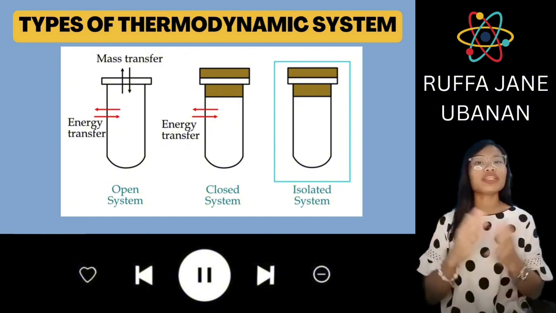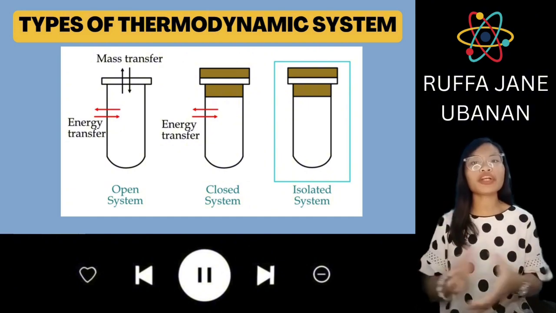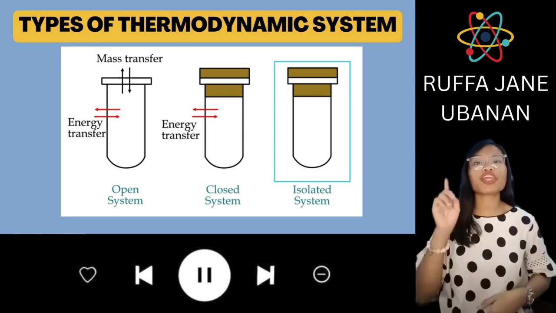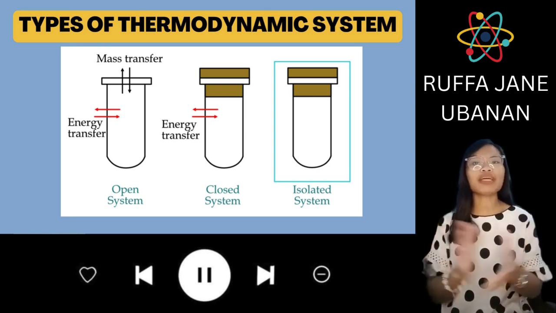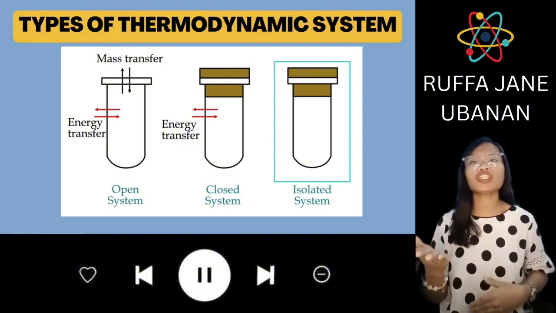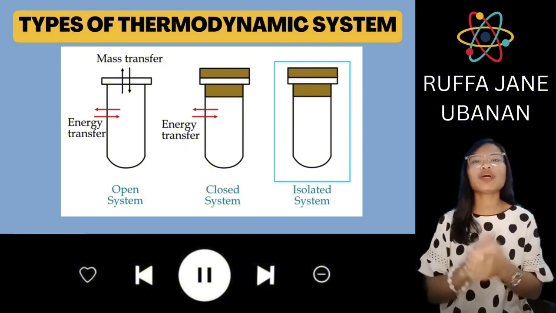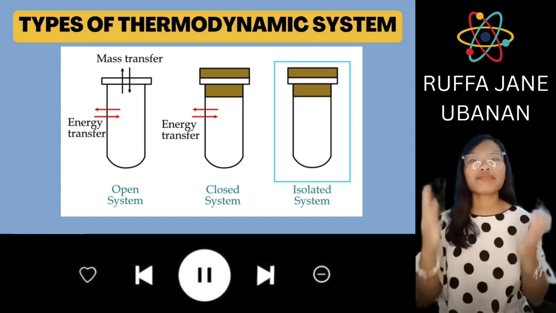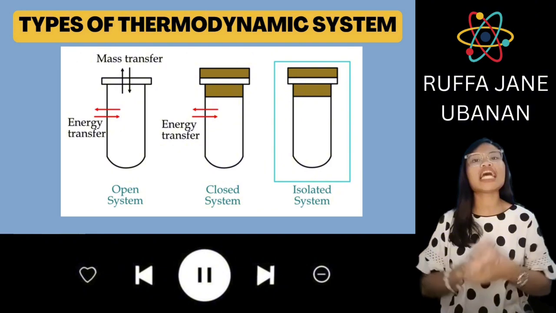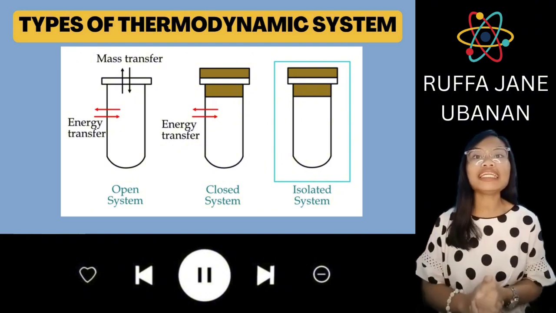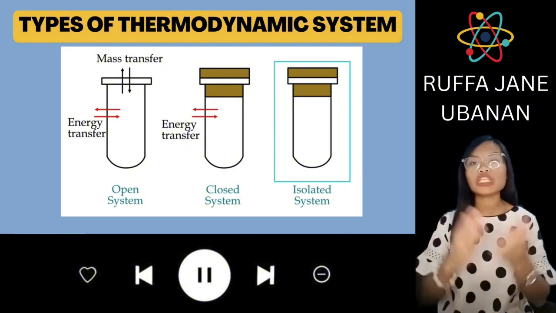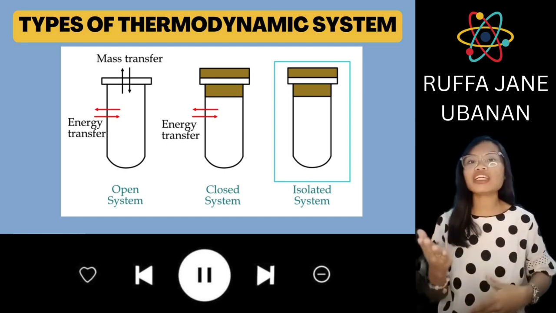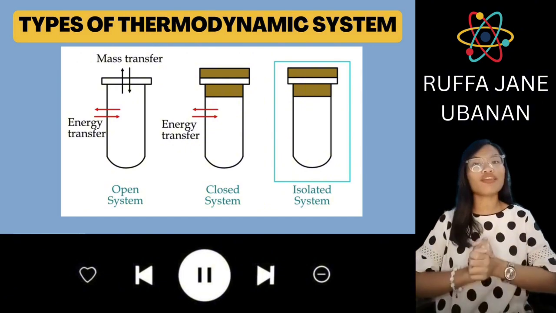Now that we understand what a thermodynamic system is, let's explore its three main types, starting off with the open system. An open system is a system that can exchange both energy and mass with its surroundings. So as you can see, the energy transfer is present in an open system as well as the mass transfer. An example of this is a boiling pot of water without a lid. Heat enters from the stove, which is the energy, and steam escapes into the air, which is the mass. So both energy and matter move in and out of the system.